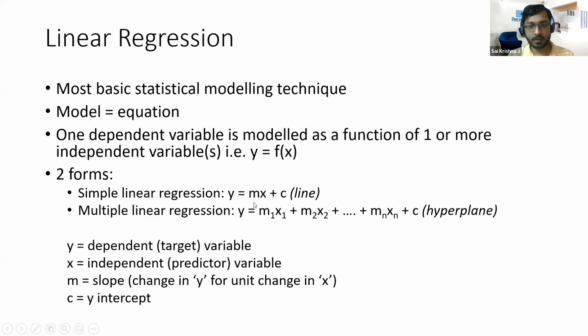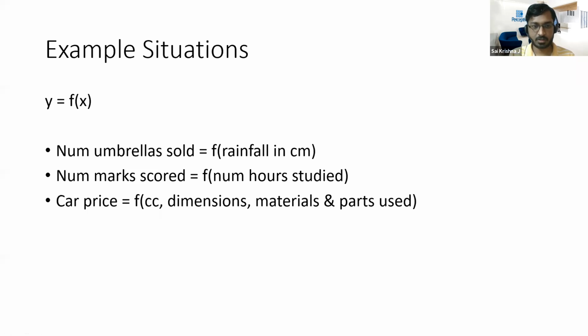Now if I am to just elaborate a bit on the notations, like I told you, y is what we call the dependent variable or the target variable. X is what we call the independent variable or the predictor variables. So this could be one or multiple depending on what sort of linear regression you want to follow. M is the slope, so change in y for unit change in x. In mathematical form, this is represented as dy by dx, and you might be familiar with the term. So M is the slope, and C is the y-intercept. Okay, so this is on the notations.